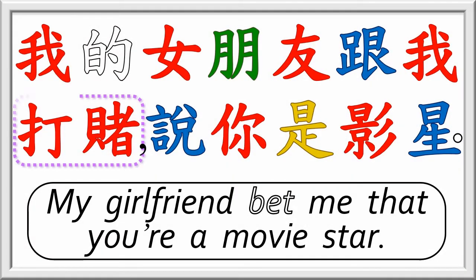我的女朋友跟我打赌，说你是影星. My girlfriend is betting me that you're a movie star. Notice that 跟 is the preposition used with 打赌.